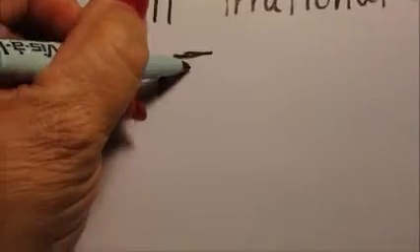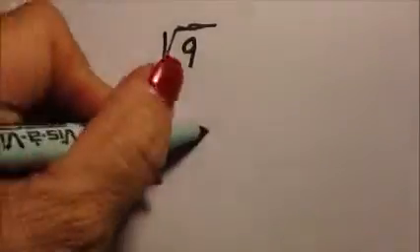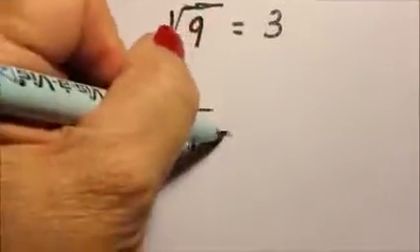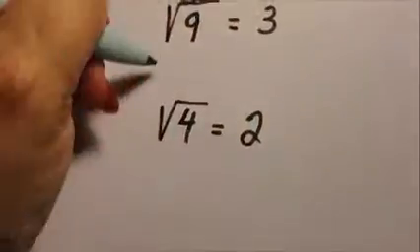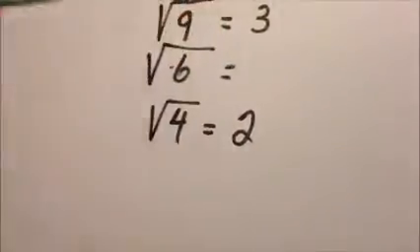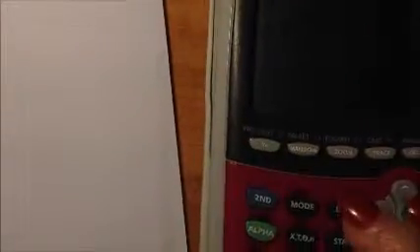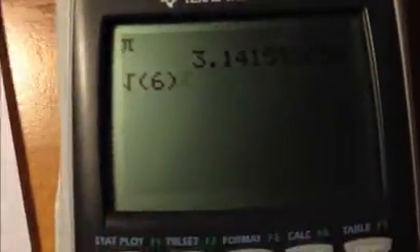Okay, what about square roots? Let's say the square root of 9 and the square root of 4. We know the square root of 9 is 3. We know the square root of 4 is 2. But what about the square root of 6? Okay, let's use the calculator to see what we get. The square root of 6 would be second, and then 6. And again, even though you don't have to close it, I always do. Now, look at this. Nothing's repeating.